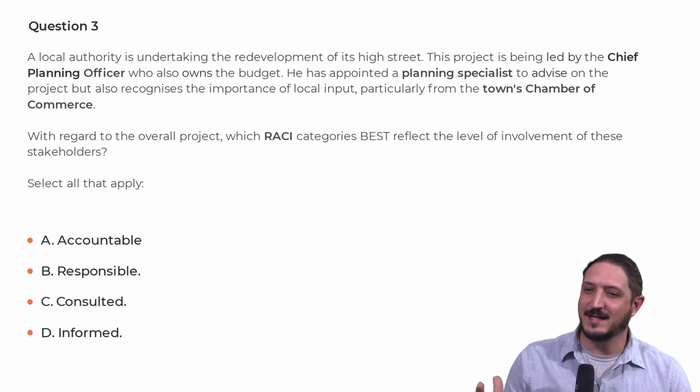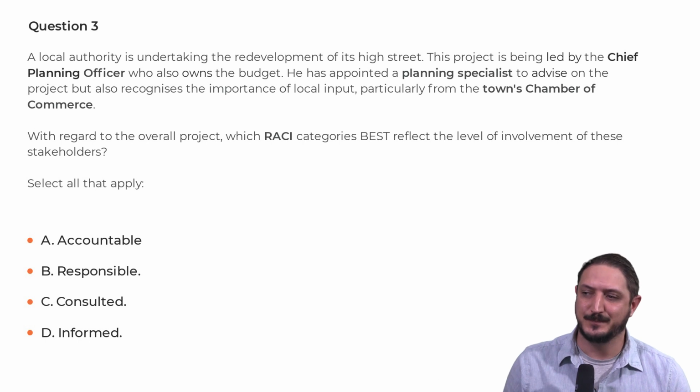But that keyword advise is indicating that the planning specialist is a consultant. He is actually consulting on this aspect of the project or the project itself. So the planning specialist is the stakeholder we first identified, and their responsibility is to consult on the project. So far, for the two stakeholders in this scenario, we have A and C in our RACI categories. We haven't identified any responsible or informed categories of RACI yet.